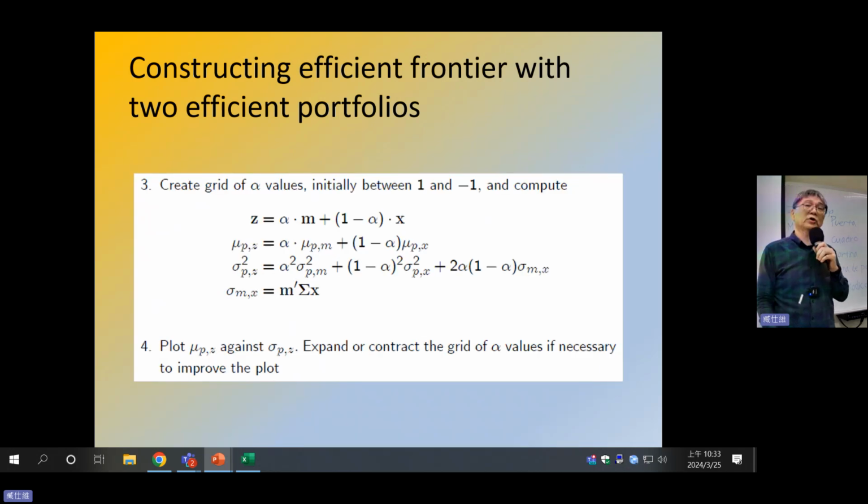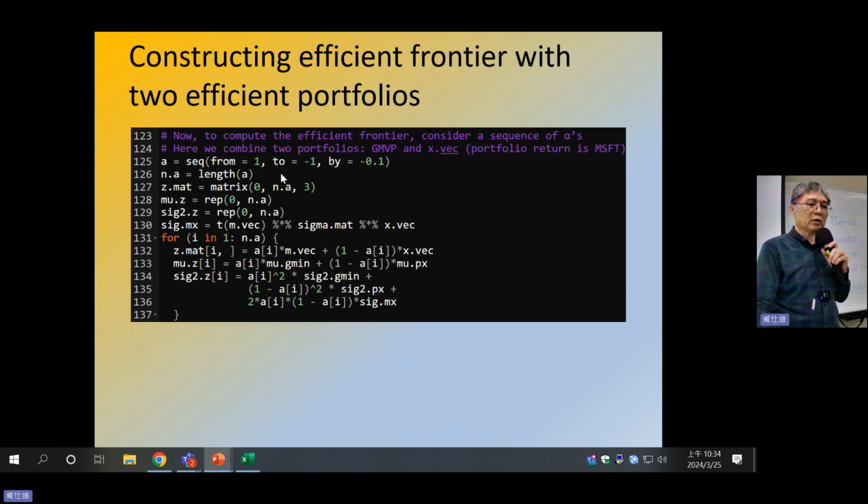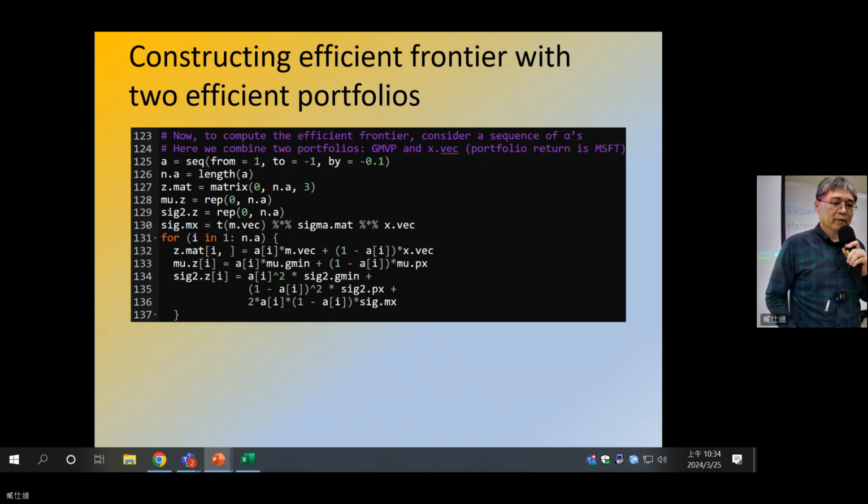So now you can see the notation changes a little bit. We now use M, okay? So we use alpha multiplied by M plus 1 minus alpha multiplied by X. So we can derive the result here, and finally we can plot the efficient frontier. Okay, so this is how we are doing in this case. So in the following codings, we just use the same strategy.